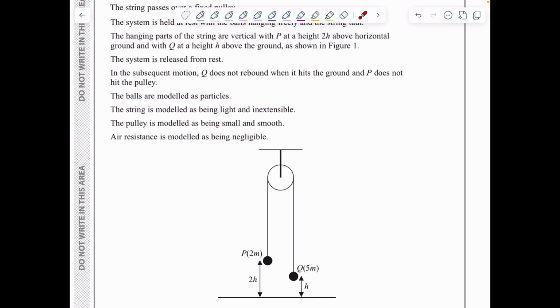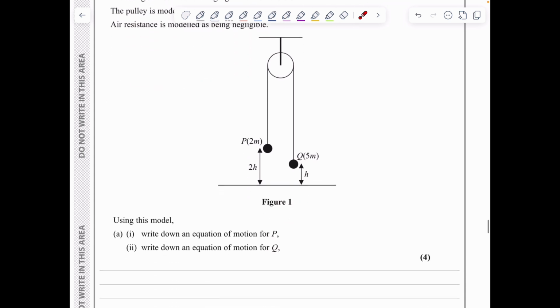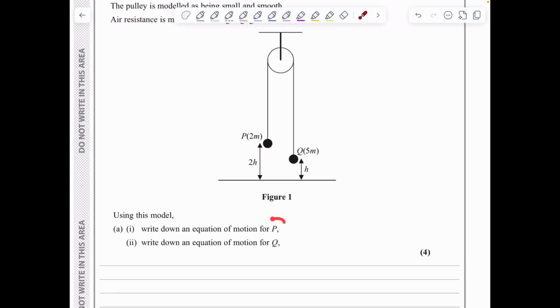Now the system is released from rest, and in the subsequent motion, Q does not rebound when hitting the ground and P does not hit the pulley. Now the balls are modeled as particles, with the string being light and inextensible and the pulley being small and smooth, and we are completely neglecting air resistance, and we need to write down an equation of motion for P and an equation of motion for Q.